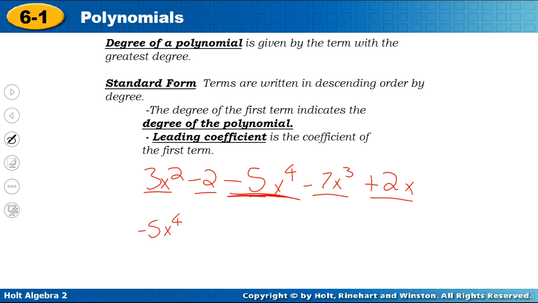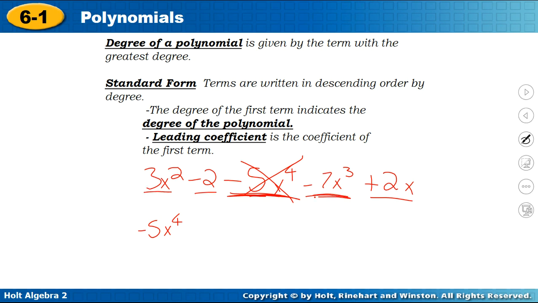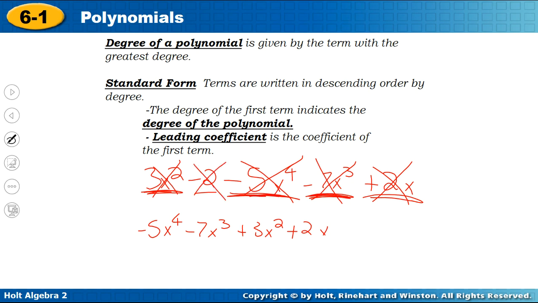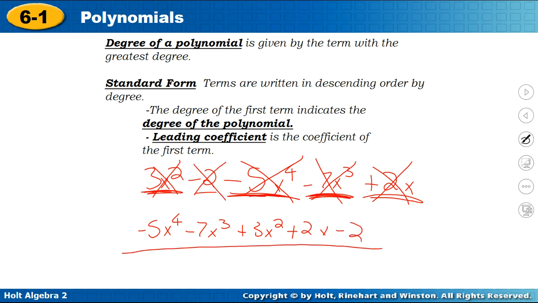That's the biggest degree. The next biggest one would be the minus 7x to the third. The next biggest one would be the 3x squared. It's positive, so it'll be plus 3x squared. The next biggest would be the plus 2x. And then the last would be minus 2. So it's the same polynomial, but I just rearranged the terms in standard form from the biggest degree to the smallest. And again, if you don't see it, biggest degree 4, 3, 2, 1, and then 0.